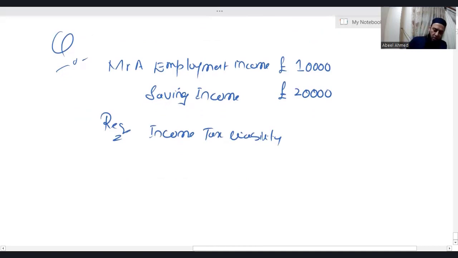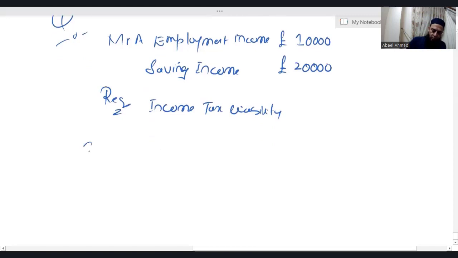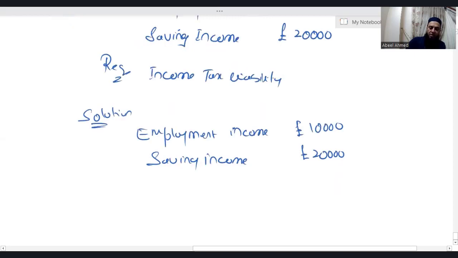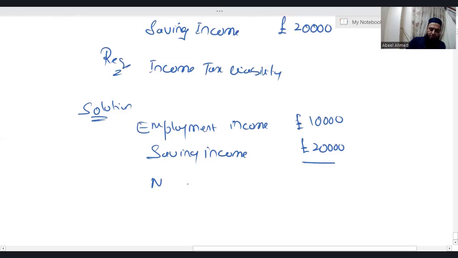Let me directly calculate the liability for you. Well, you can do this normally. Employment income is 10,000. Saving income, interest income, is 20,000. Net income, or you can say total, is 30,000. Let me deduct the personal allowance 12,570.